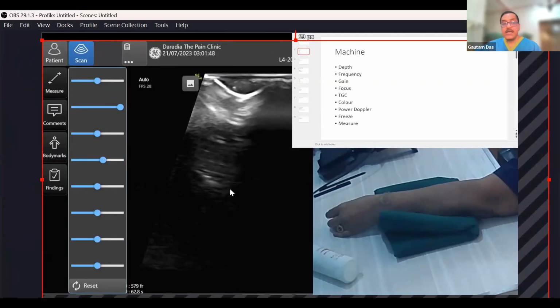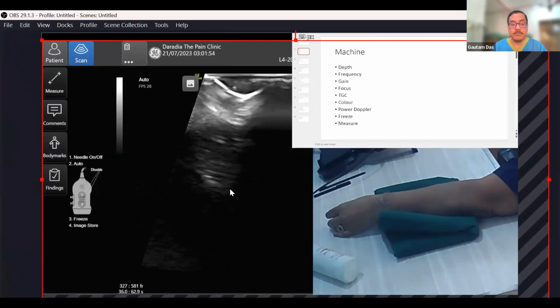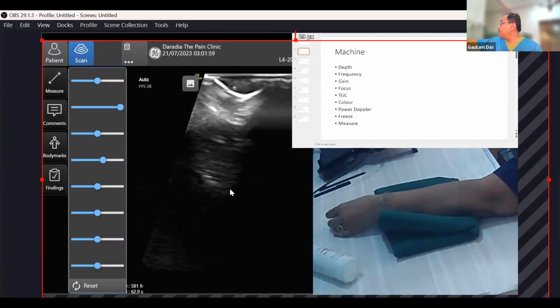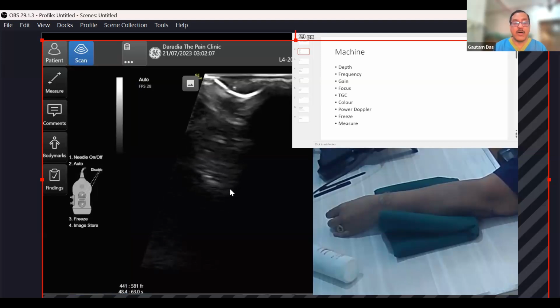So TGC is almost like your gain, but with time gain compensation you are dealing with the gain in a particular area, not the whole screen. If you wish to increase the gain of the whole screen, then you should go for the gain up and down. But time gain compensation means that you are increasing or decreasing the gain at a particular point, at a particular depth. Now, why is it called time gain compensation?